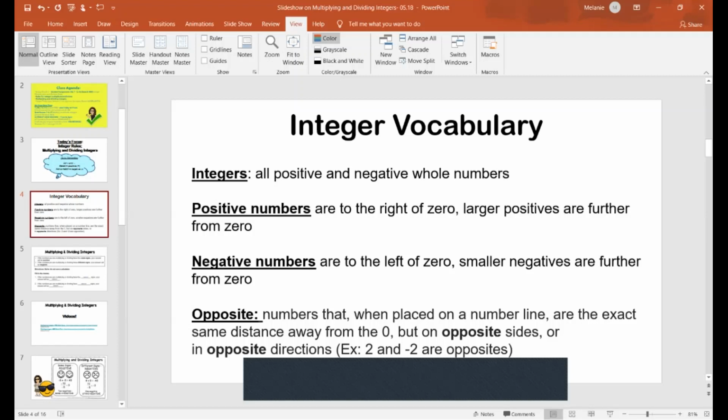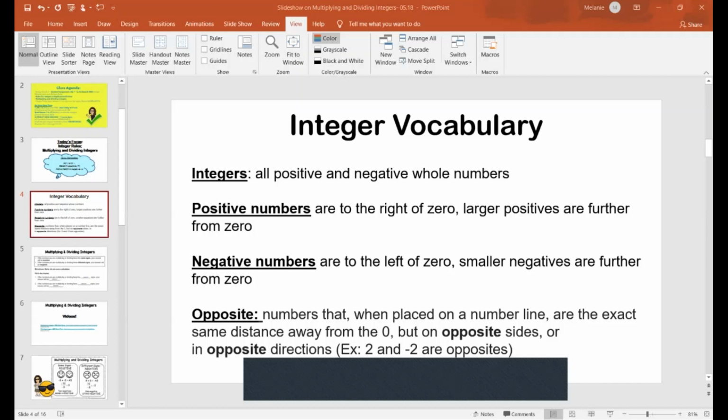All right, positive numbers are to the right of the zero. Larger positives are farther from the zero. Negative numbers are to the left of the zero. Smaller numbers are farther from the zero. Opposites: in math and in integers, opposites are numbers that, when placed on a number line, are exactly the same distance from zero. For instance, 2 and -2 are exactly 2 jumps away from 0 on the number line.